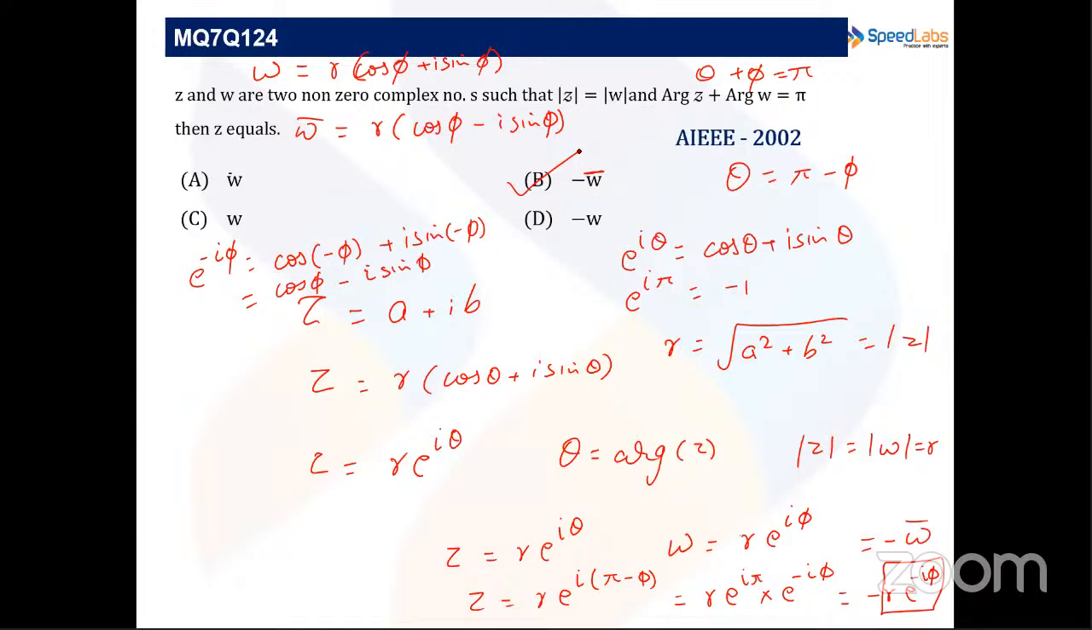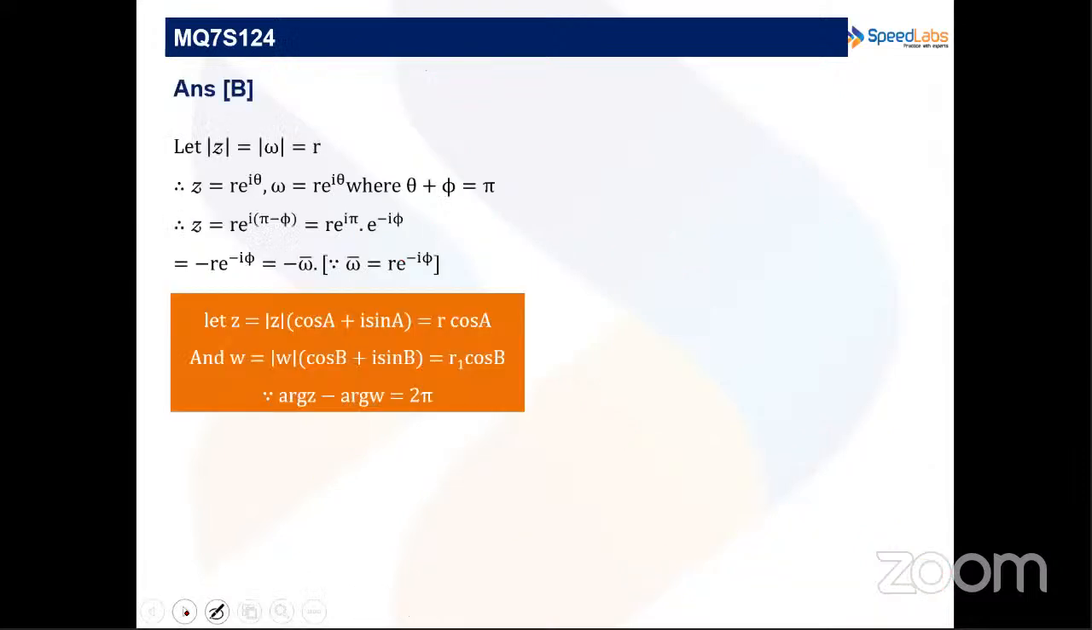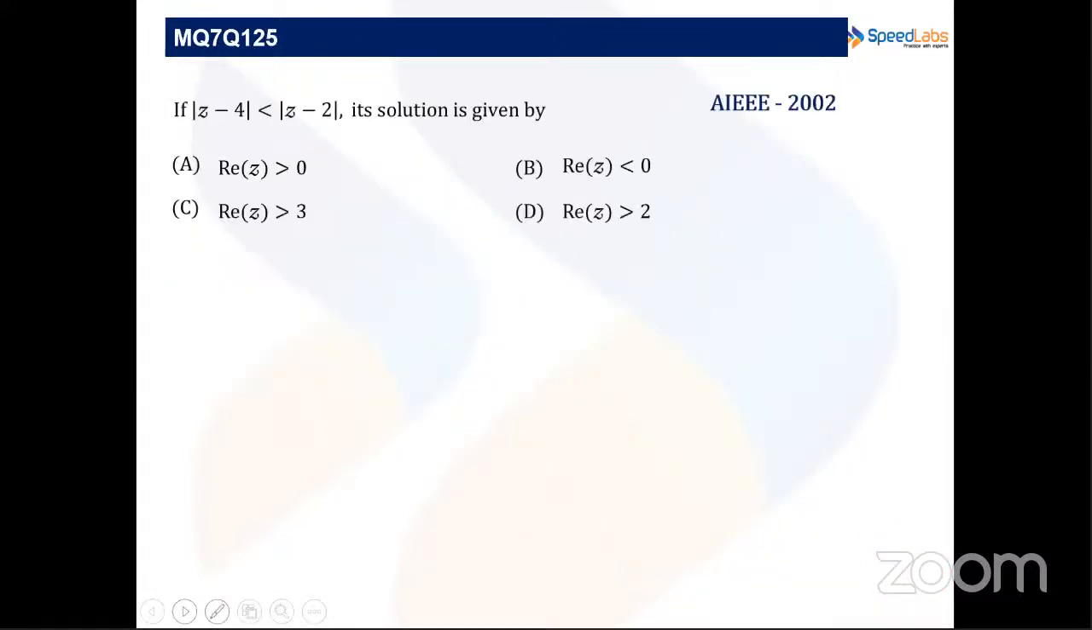Now moving to the next question. We are given mod of z minus 4 is less than modulus of z minus 2. Then its solution is given by.